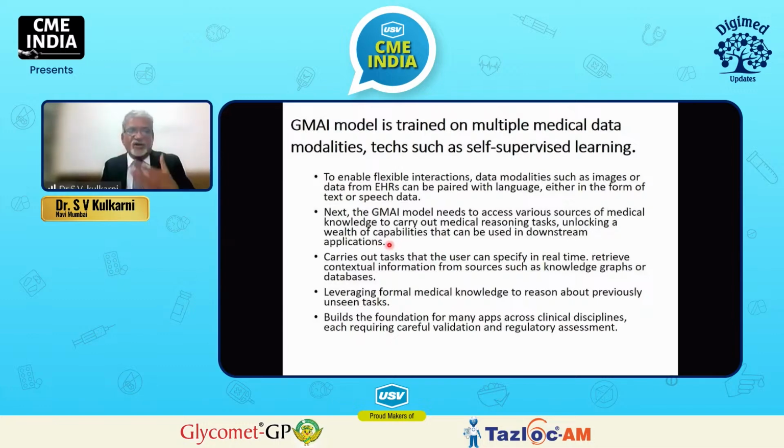My patient of cirrhosis can have 10 different etiologies, but how an alcoholic differs, how a hemochromatosis differs, how a Budd-Chiari syndrome differs, that is all possible with the help of this technique. And this is leveraging formal medical education to reason about previously unseen tasks. I might not have seen a patient of hemochromatosis, but my other colleagues have, then their knowledge can be accumulated. And it builds the foundation for many apps of clinical disciplines.